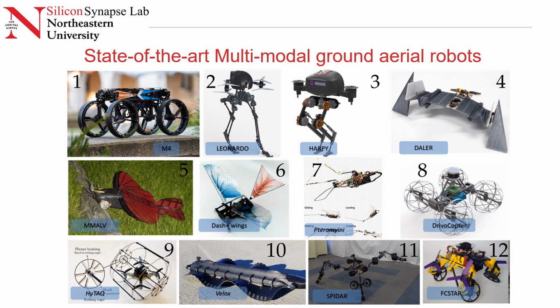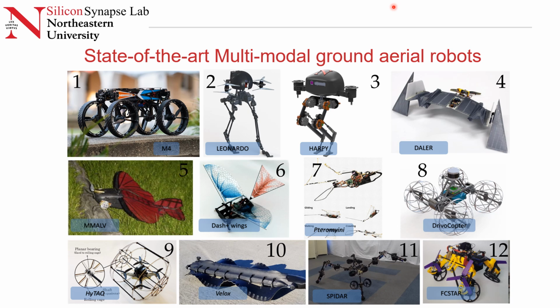For example, ground aerial robots can use their ground locomotion mode to efficiently traverse a relatively flat and obstacle-free terrain, or fly over obstacles to reach their destination. Some of these thrusters can complement each other. For example, legged aerial robots like these two, Leonardo and Harpy, can use the thruster to assist walking.